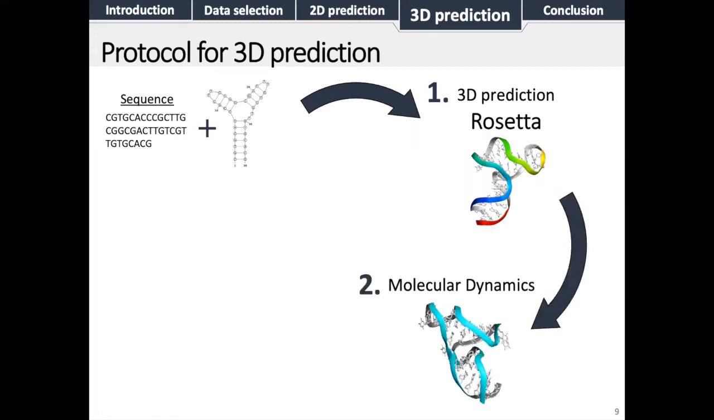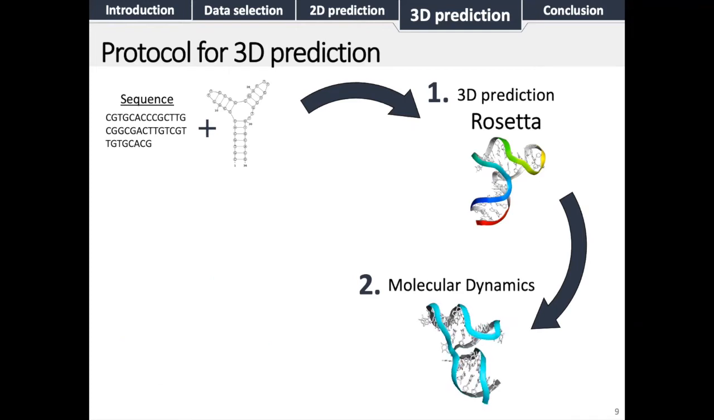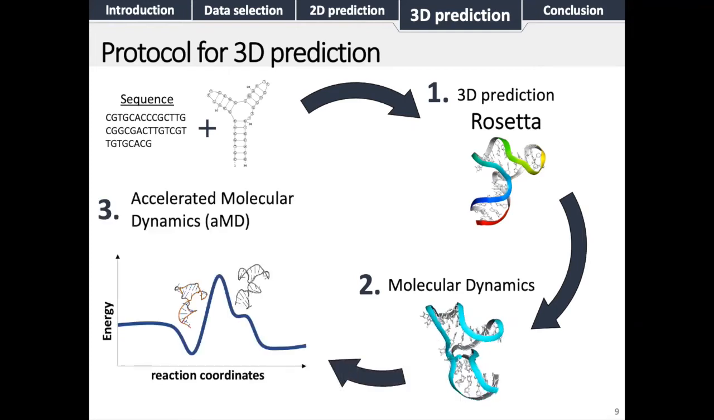So we perform molecular dynamics, which is a technique based on classical physics, which allows exploring the different conformations of molecules along time. But molecular dynamics also has some problems. Even if we can explore some conformations, it often fails to explore all the possible conformations. So we perform accelerated molecular dynamics. Next, yes, next please. We perform accelerated molecular dynamics, which is almost the same technique as molecular dynamics, but it allows exploring more conformations than classical molecular dynamics.